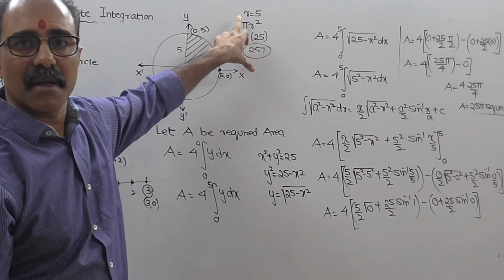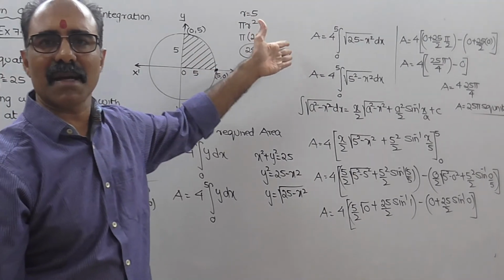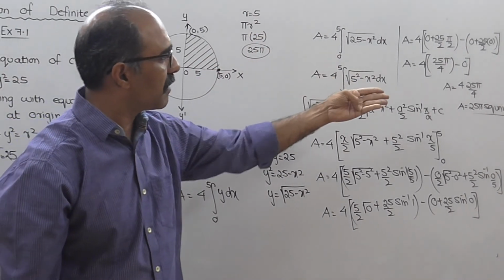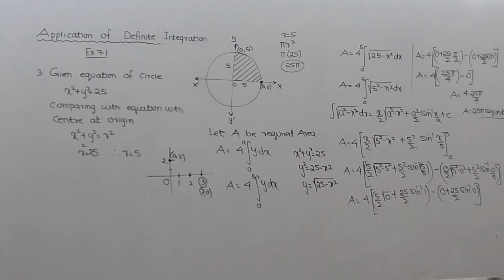Radius 5 है. Area of a circle is pi r square. बराबर. Pi वैसे रहने दो. R के जगह में 5 डाल दो. You get the answer as 25 pi. वहाँ पर भी 25 pi आ रहा है. But ऐसा नहीं करने का. You will not get marks in the exam.